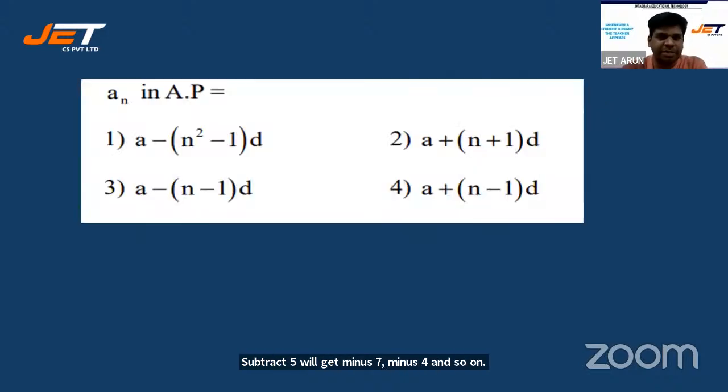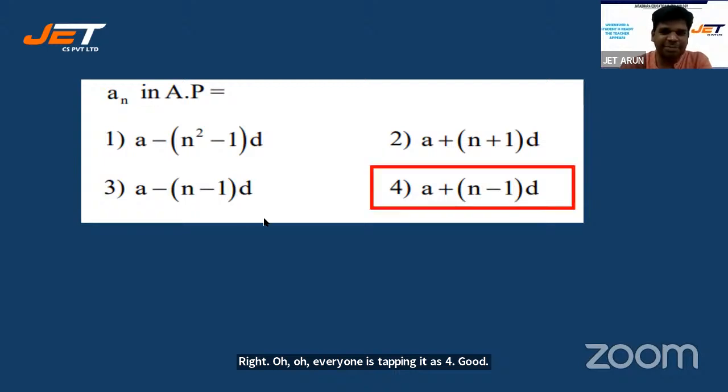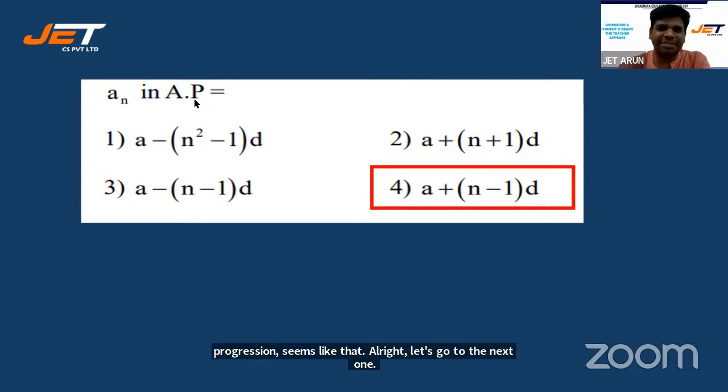All right. The nth term, an, in an AP is... Oh, everyone is typing it as 4. Good. All right. Excellent, consistent response. Good at progression, seems like that. All right. Let's go for the next one. Yes, Kumari, that's right. Appreciate the effort.